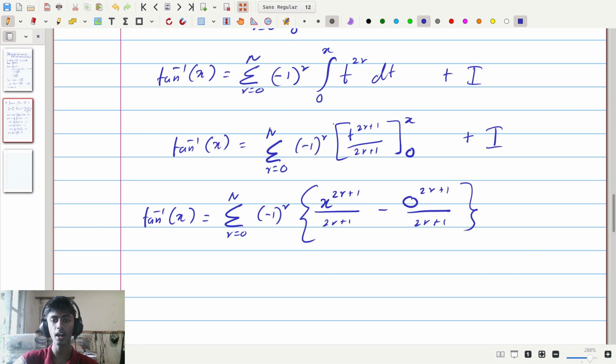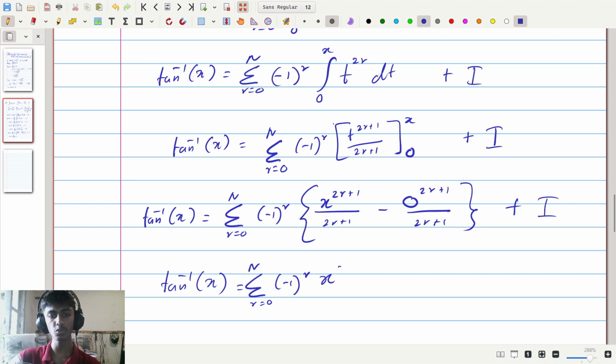Now here, since r is going from 0 to n, this thing is never going to be equal to 0. However, this thing is always going to be equal to 0. Since the top is always going to be equal to 0 and the bottom is never 0, this whole thing is 0. So we have this thing minus 0, which is just this thing. So then we can rewrite this and write only this part here as the tan inverse of x being equal to the sum from r going from 0 up to n of negative 1 to the power of r times x to the power of 2r plus 1 divided by 2r plus 1 plus the extra integral I.